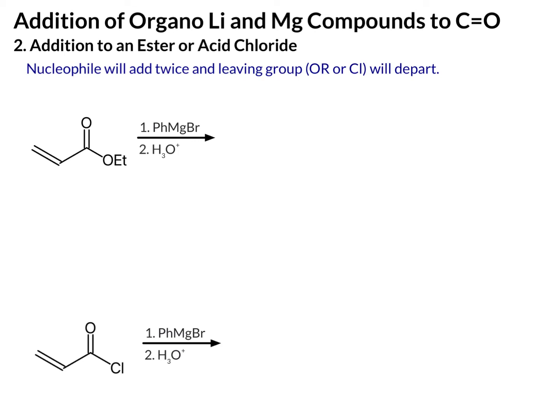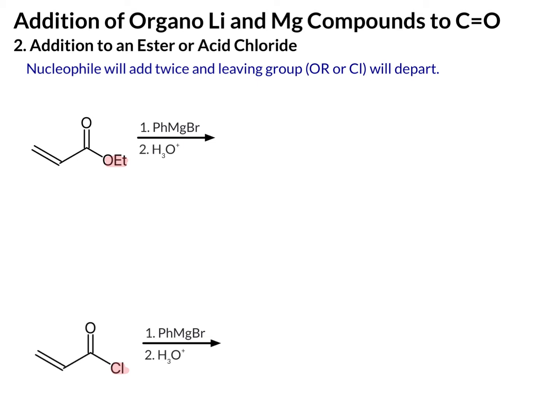Now, if we add an organometallic reagent to an ester or acid chloride, it's going to add twice because you have the leaving group. In the case of the ester, the OR group is the leaving group. In the case of the acid chloride, Cl is the leaving group. So let's go through the mechanism for one of these.